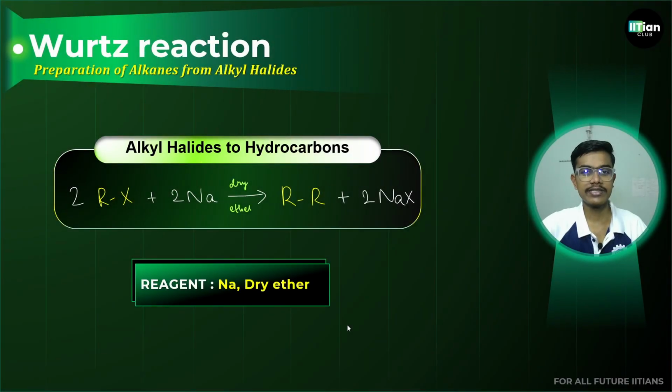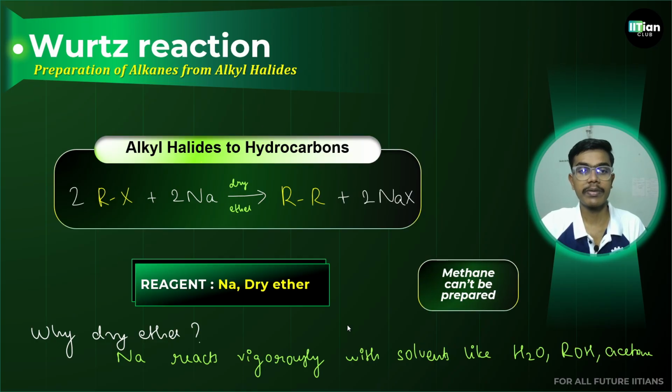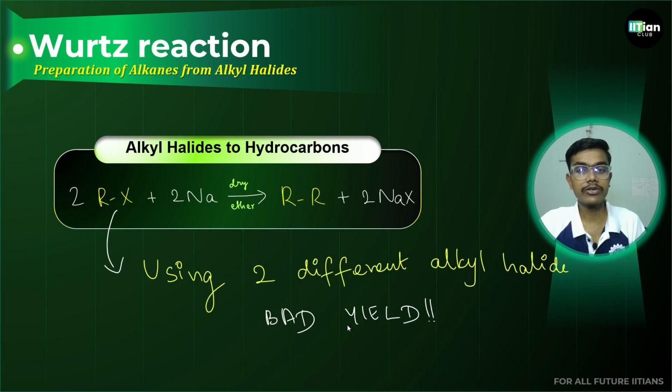We will begin with the Wurtz reaction, which is used to prepare alkanes from alkyl halides. You can see that when you are reacting it with sodium and dry ether, you will be getting hydrocarbons. And you should note that dry ether is used here because sodium reacts vigorously with other solvents like water, ROH, and acetone. And methane cannot be prepared in this Wurtz reaction because the minimum is 2 carbons, and using two different alkyl halides will give different products, and the yield is bad, so you will be avoiding that.